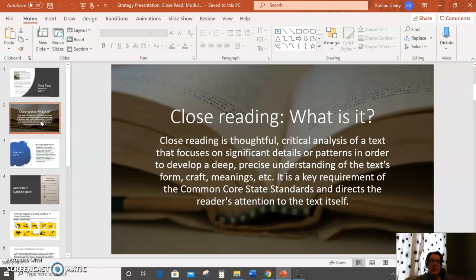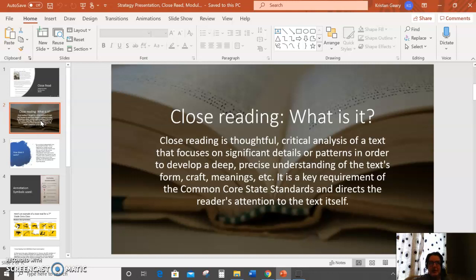Well, close reading is thoughtful, critical analysis of a text that focuses on significant details or patterns in order to develop a deep, precise understanding of the text's form, craft, meanings, etc. And it is a key requirement of the Common Core state standards and directs the reader's attention to the text itself. So that was a pretty heavy definition.